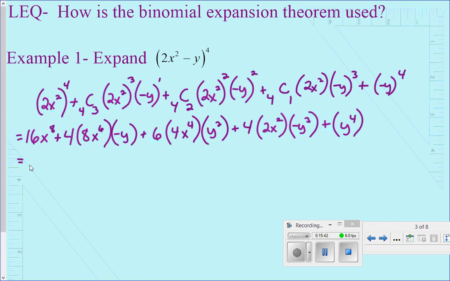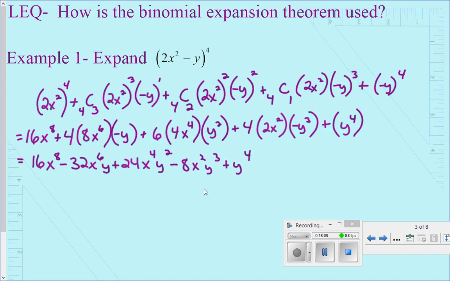So I have 16x to the 8th. 4 times 8 times negative 1 gives me negative 32x to the 6th y. 6 times 4 times positive 1 is positive 24x to the 4th y squared. 4 times 2 times negative 1 is negative 8x squared y cubed. And lastly, plus y to the 4th is on the end. And that's my expansion.